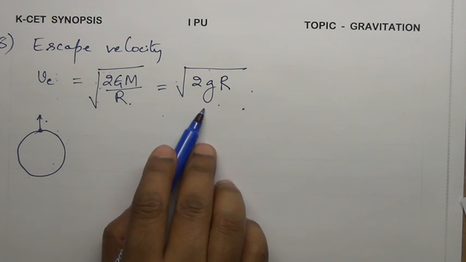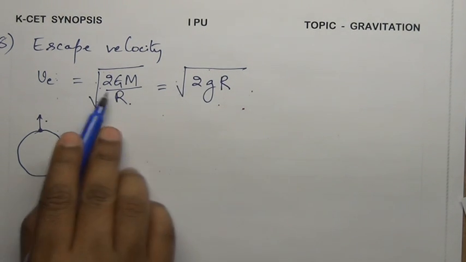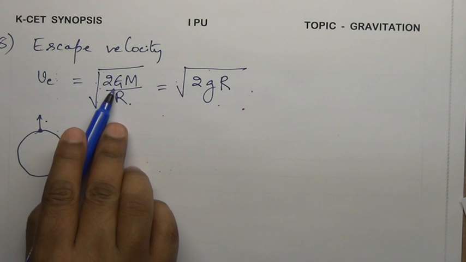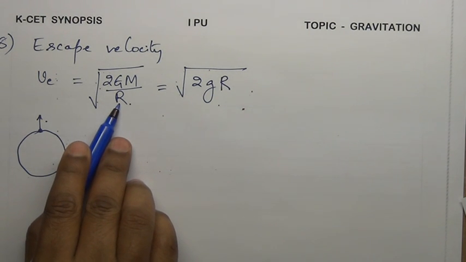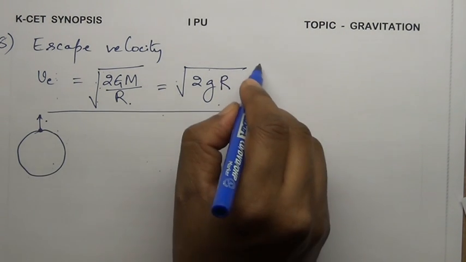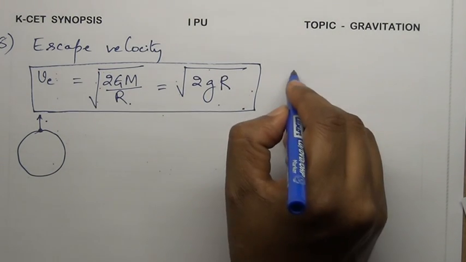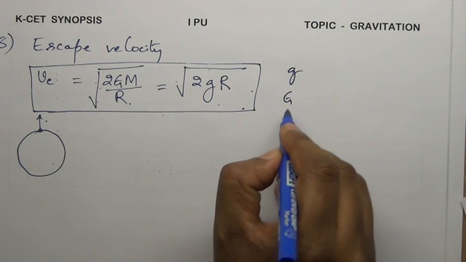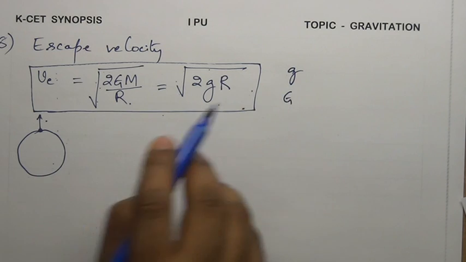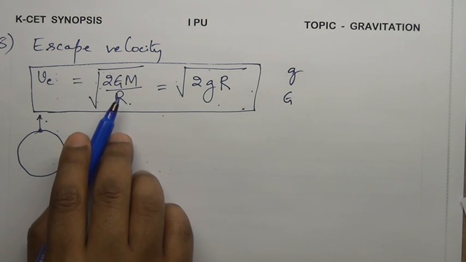If there is nothing in the denominator, then this is small g. If it is capital G, then there is a term in the denominator. Okay, be careful. Small g is acceleration due to gravity, capital G is universal constant of gravitation. So this is the expression for escape velocity.